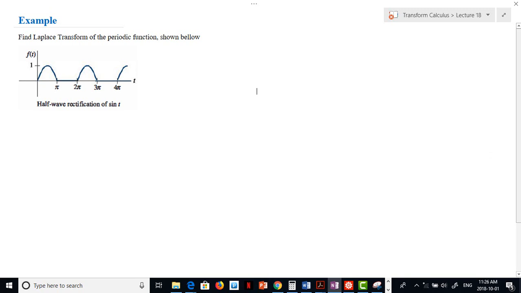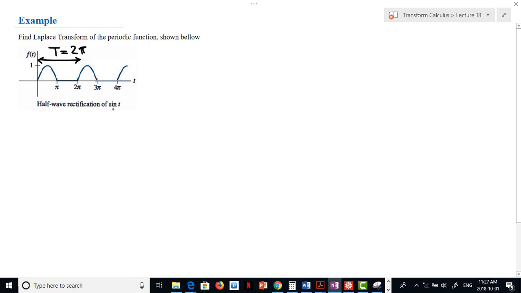So we want to find the Laplace transform of the periodic function shown below. If you look at this function, we have a half sine, then it's 0. We have a half sine, then it's 0. But the function repeats itself after 2 pi. So in fact, the period of the function is equal to 2 pi.